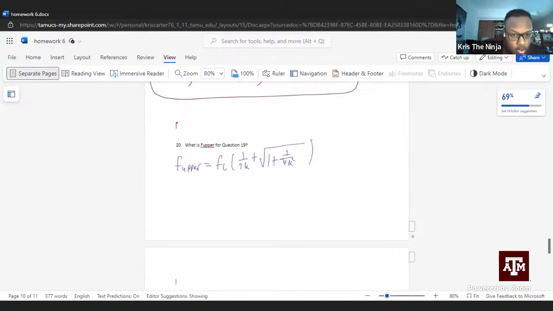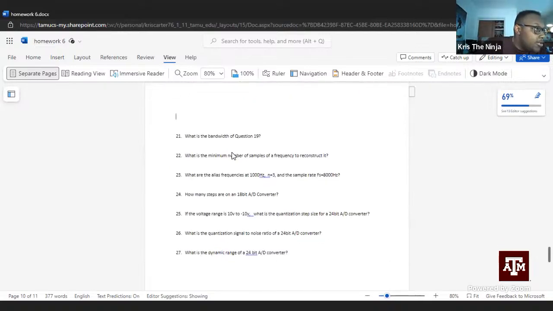Bandwidth, once again, bandwidth is, well, let me give myself some space here.